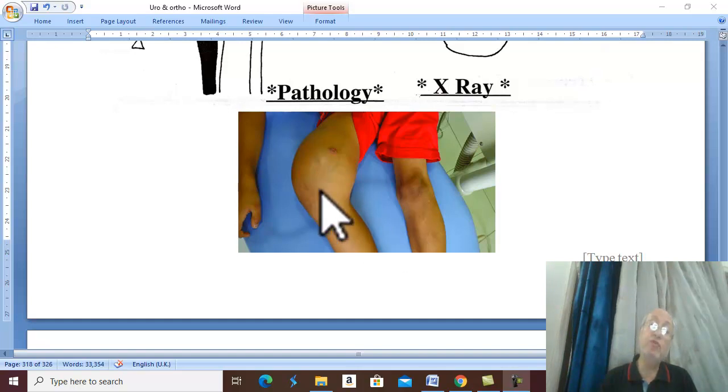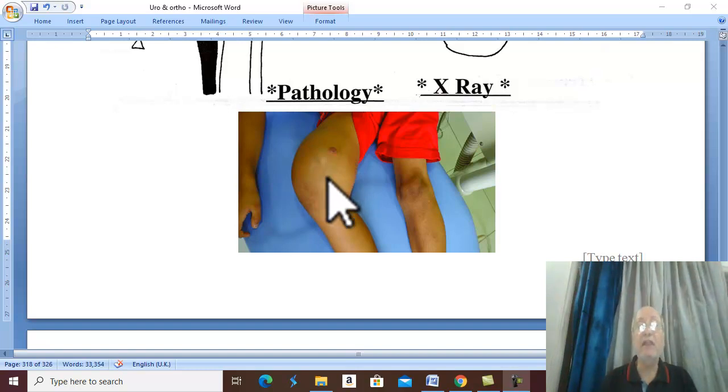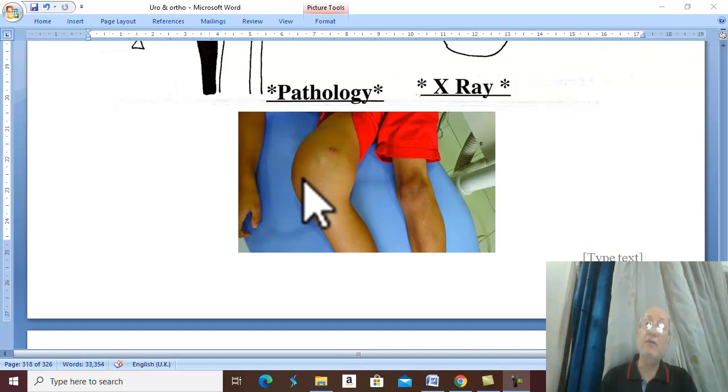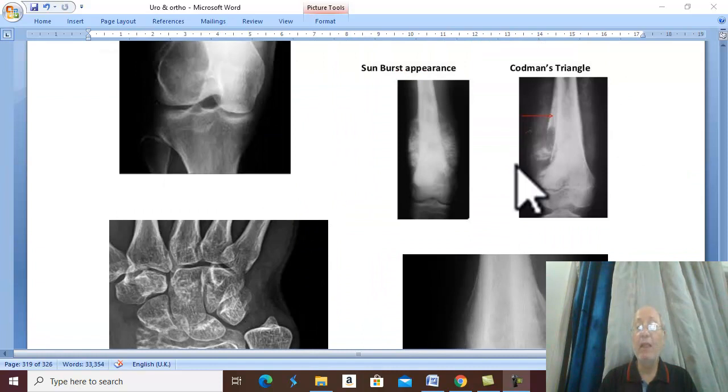As usual, due to hypervascularity in this area, the synovial fluid secretion in the nearby joint, in the knee joint in this case, may increase, leading to sympathetic effusion. What is the investigation of this patient? The first investigation, as usual, is plain X-ray.